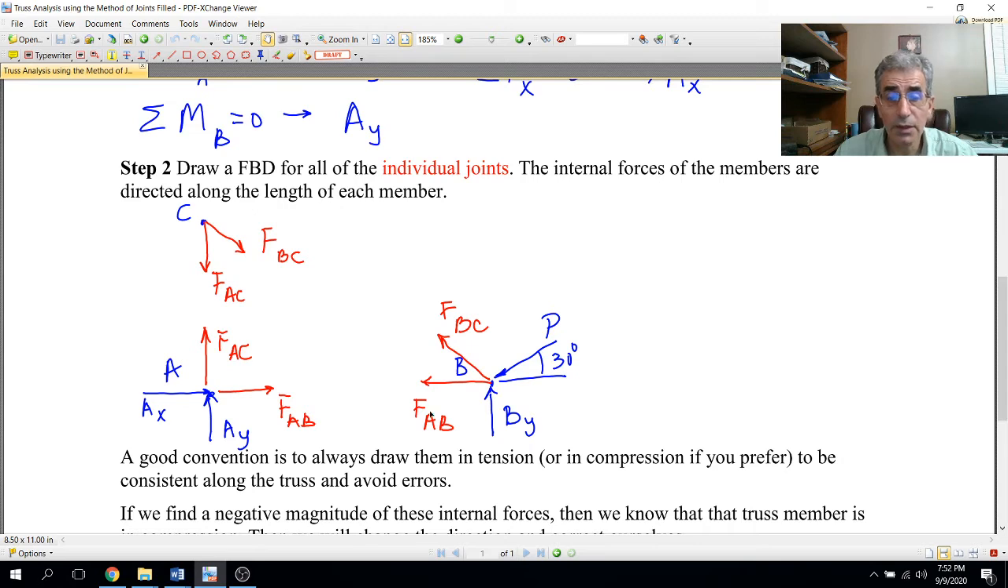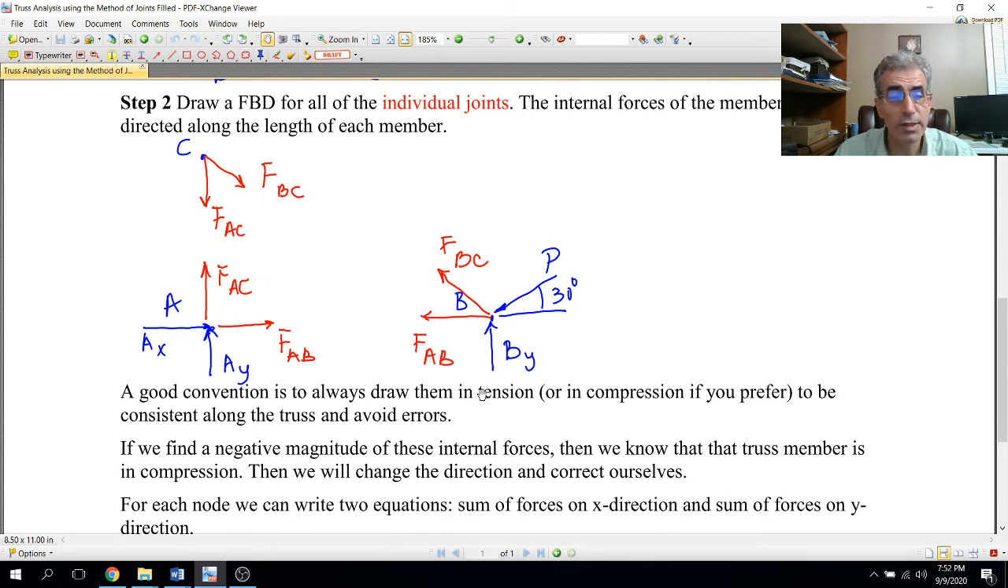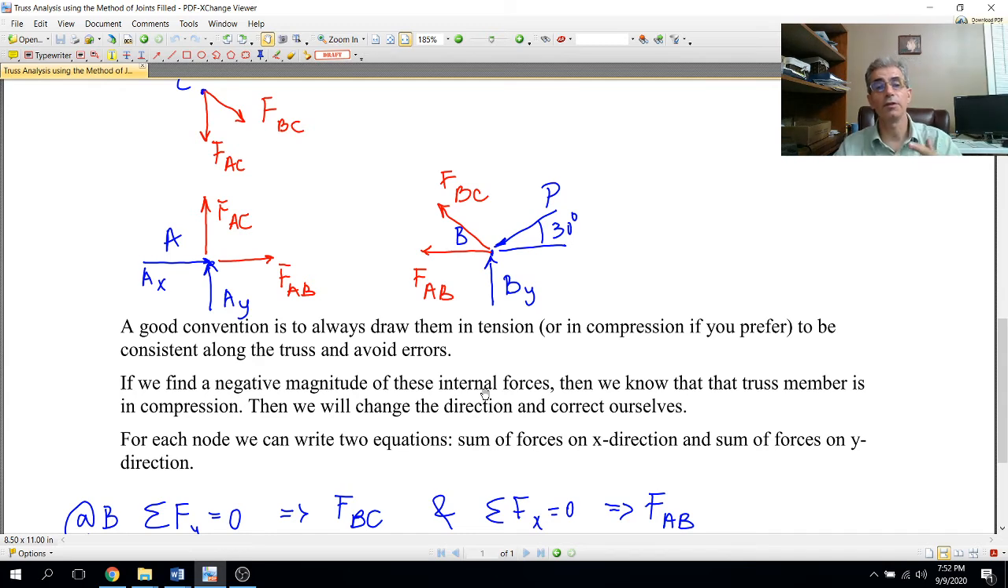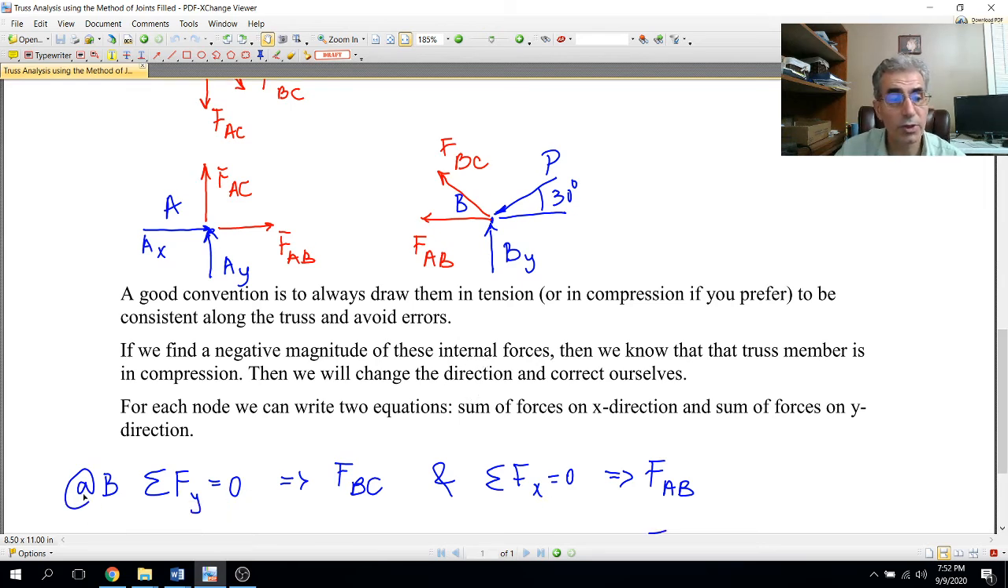As we draw them here, you can see that we can write sum of forces along the x direction or y direction, I mean Newton's second law. For example, if we start at point B and write sum of forces along the y direction, we quickly see that we are able to get only FBC, because FAB acts along the x direction. After we get FBC, we can write sum of forces along the x direction, which results in finding FAB.